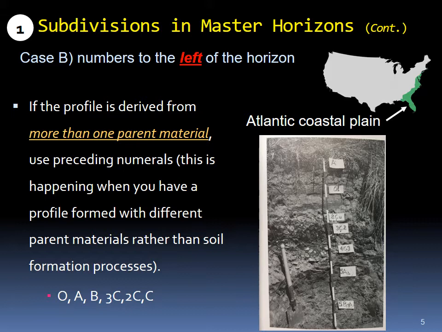To make it more clear to you, let's focus on the picture that you see in the slide. This is a picture of a soil profile that has been taken from the Atlantic coastal plain in the US. This soil profile is closer to a stream or a river. But once you look at it, you would see that the top 80 centimeters of this soil is formed due to a recent alluvium deposition from the river.